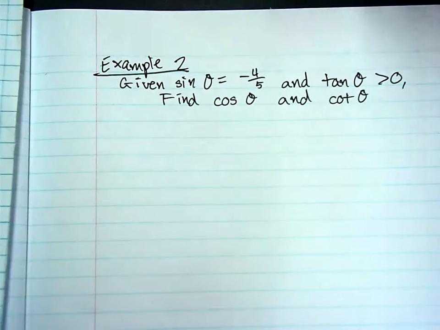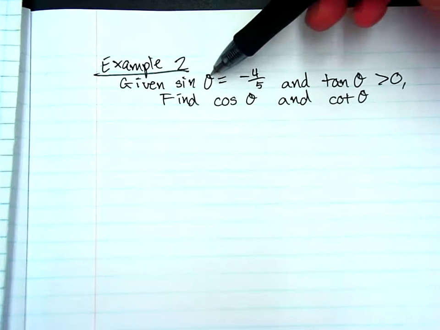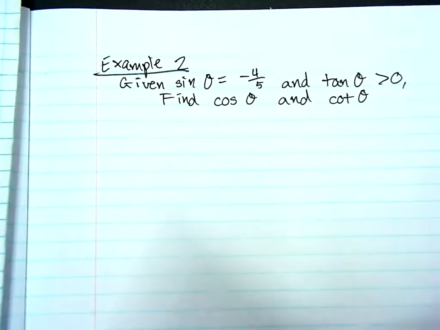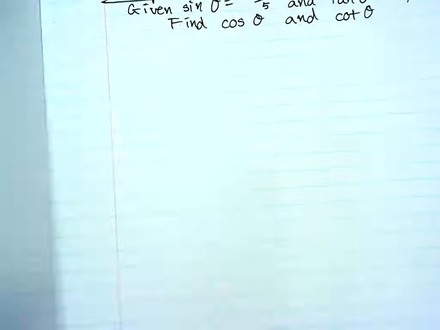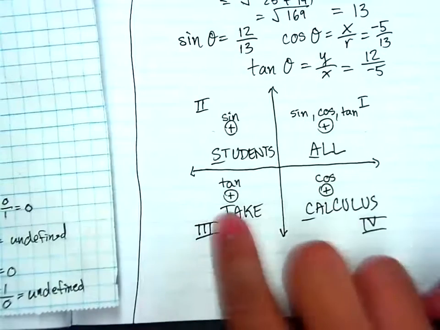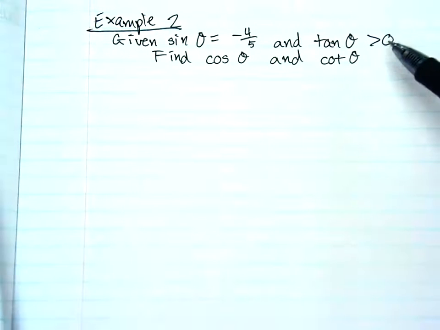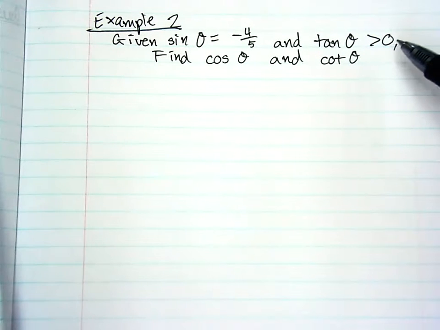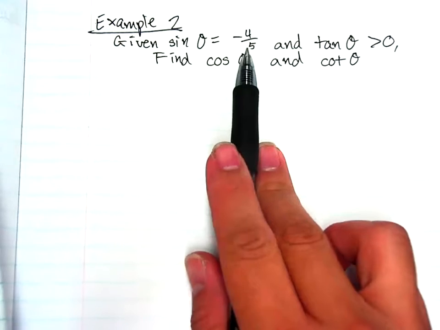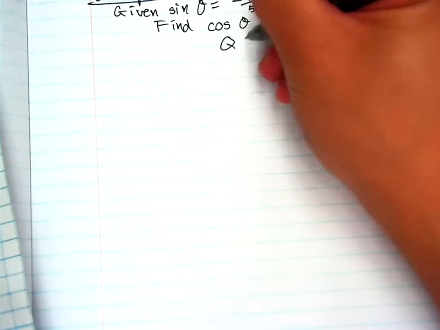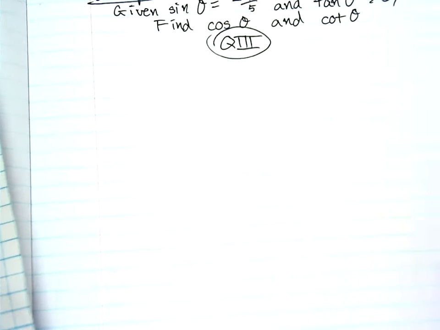Now here's the issue with this. If I had only been given sine theta equals negative 4/5, this is actually possible in both quadrants 3 and quadrant 4. Because in those two quadrants, that's where sine could be negative. However, with the additional given information that tangent theta is going to be greater than 0, I can narrow it down and figure out that the only place where sine is negative and tangent is positive is in the third quadrant. So I know that we are going to be in quadrant 3.